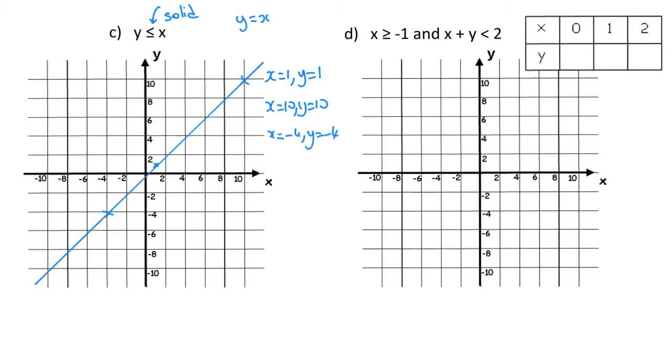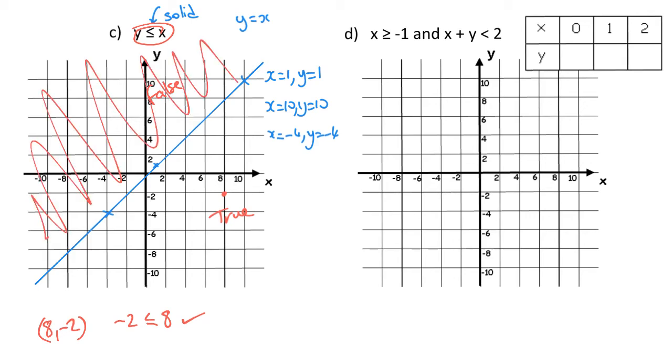Then we need to decide about shading. So we need to pick a point either side of the line. This time I'm going to pick 8, minus 2. And if we substitute those into the inequality, y is less than or equal to x, we get minus 2 is less than or equal to 8. And that's true, so that means we've picked on the true side, which means everything above the line is false, and we can score that side out and then leave the true side R.